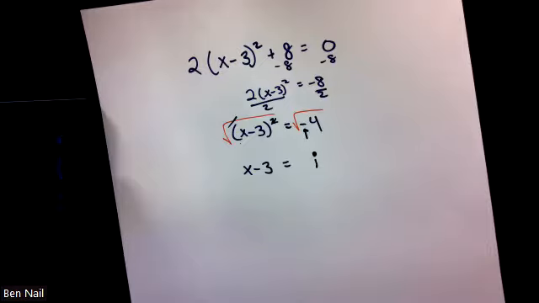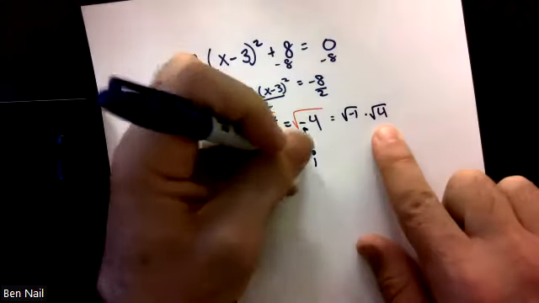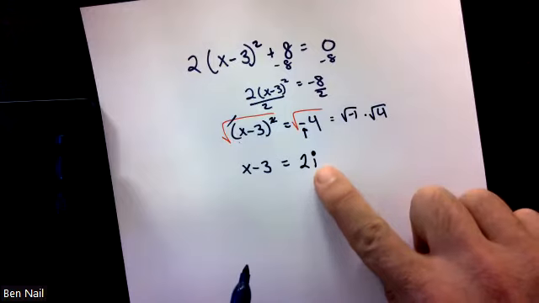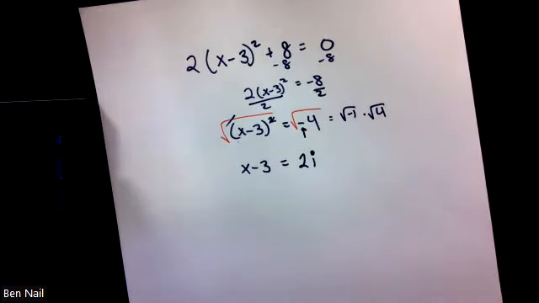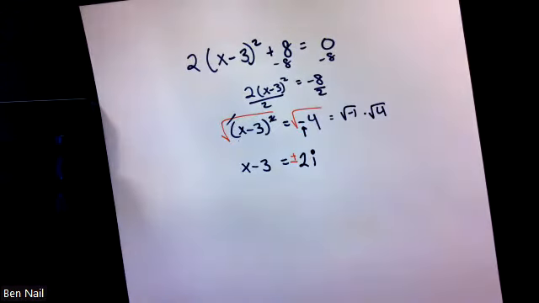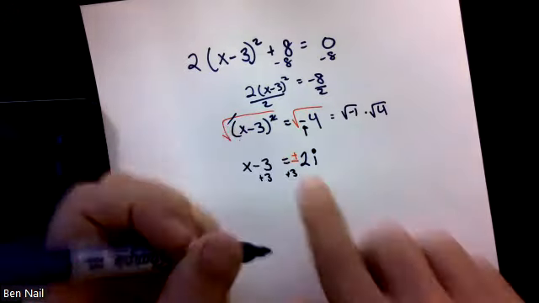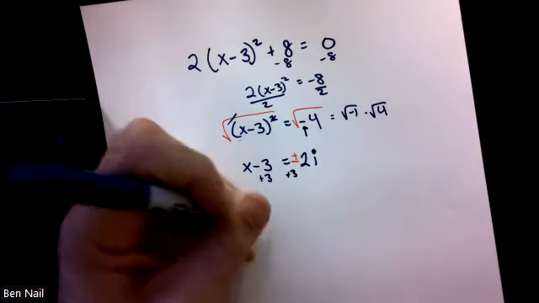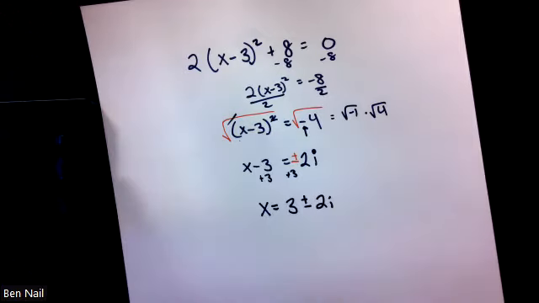So the square root of negative 4 is like saying the square root of negative 1 times the square root of 4. The square root of 4 is 2. The square root of negative 1 is that i. So the square root of negative 4 is plus or minus 2i. So then if we go to solve, we're going to add 3 to both sides. Remember, you can't combine a real portion with an imaginary or complex portion. So the correct solution to this is 3 plus or minus 2i.